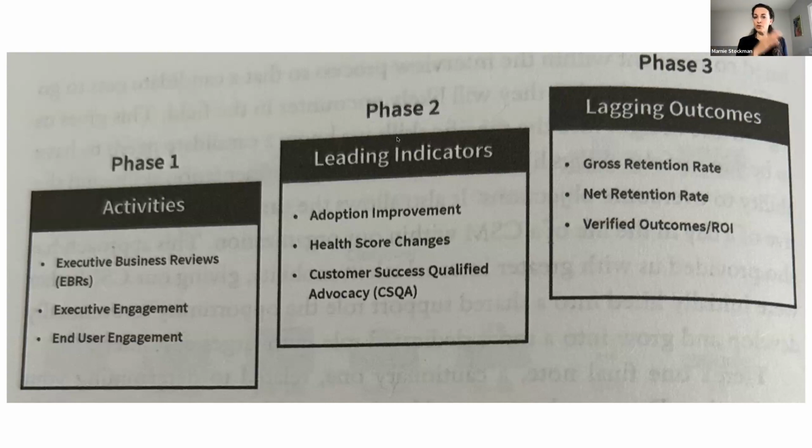Level that up to adoption improvements. So that's stack alignment, health score changes. And then they say customer success qualified advocacy, which I think is a lot of letters and an unnecessary acronym when we could just say referrals, right? Are we getting referral partners from our happy clients? And then lastly, again, leveling up. Are you tracking toward gross retention rate of your clients, net retention rate, and verifying outcomes? Can you show them that the work you're doing for them is actually delivering their business outcomes, tracking to their goals? Again, what we're looking at in the customer success module.